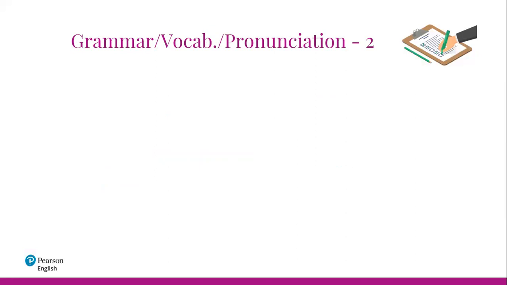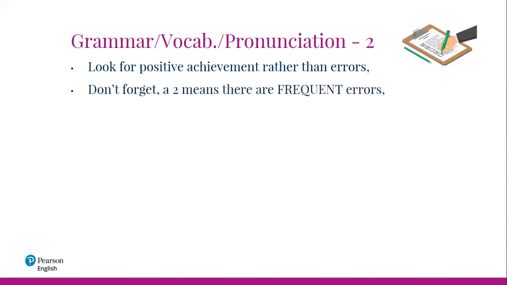Now, a mark of 2. A few remarks about that, for both criteria, grammar and vocabulary and pronunciation. Remember, before you give a mark of 2, look for positive achievement rather than errors. There is a tendency that we focus on errors when we listen to test takers. They are more easily noticed. But here, we are trying to look for positive achievement and to see to what extent communication is possible.